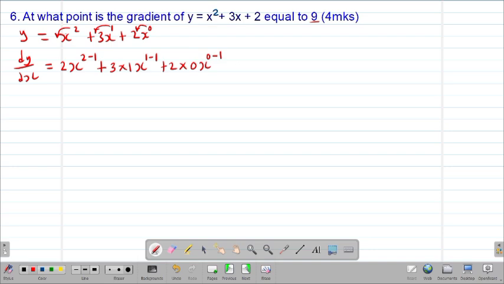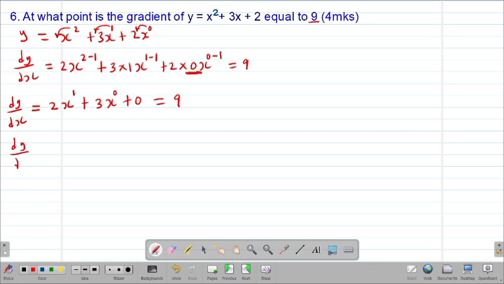Of course, I'm told that the gradient is equal to 9. So this one should be equated to 9. Therefore, my dy/dx will be equal to 2x to the power of 1, that is 2x, minus 1, then plus 3 times 1, I'll still get 3x power 0. Then, of course, whenever you multiply anything by 0, the final answer will be 0. So this one is equal to 9.